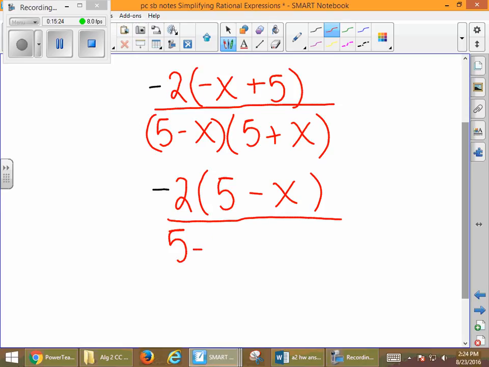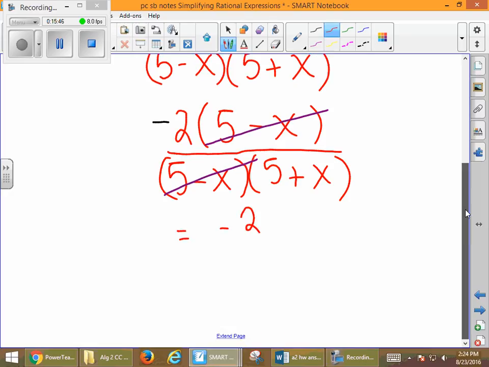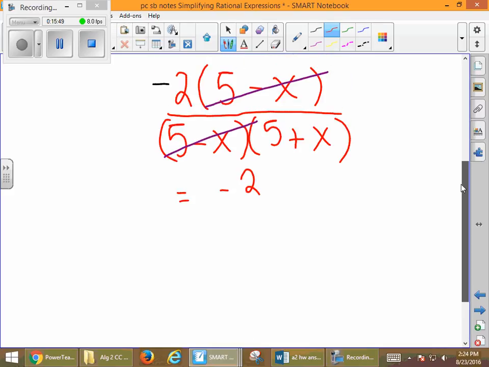And then when we look at our denominator, when we ask ourselves, do we have anything exactly the same on the top and on the bottom? We've got stuff that's exactly the same on the top and the bottom. 5 minus x, 5 minus x. 5 minus x divided by 5 minus x is 1. And what we're left with then is -2 divided by 5 plus x. Like I said, a deceptively simple looking problem.